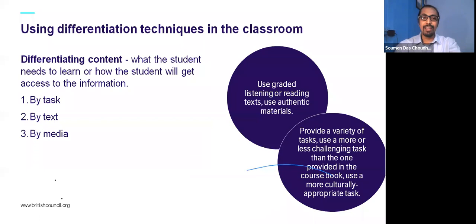Okay. Can you type in your chat boxes? I'm sure all of you use different media in your classrooms. Can you type in your chat boxes some of the media that you use in your classroom to cater to the needs of your learners?